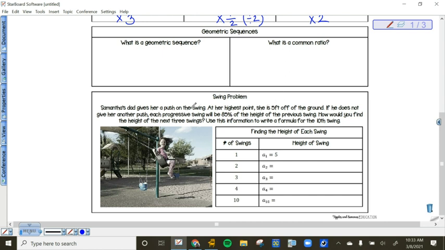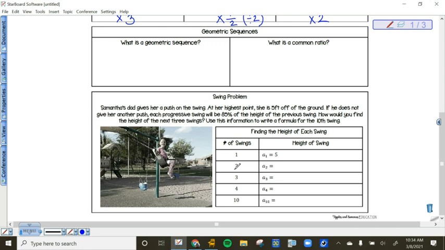Okay, so if we're looking at this problem, it says Samantha's dad gives her a push on a swing. At the highest point, she's 5 feet off of the ground. And if he does not push her again, each progressive swing will be 85% of the height of the previous swing. So how would we find the height of the next 3 swings? And how would we find the height after the 10th swing? This is really similar to what we looked at last time. So the first swing, A sub 1, equals 5 feet. That's the initial, right? She starts at 5 feet.